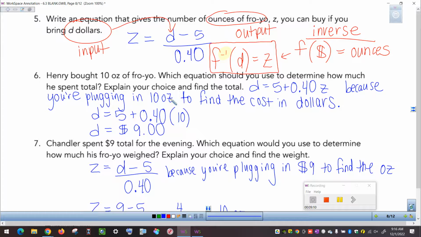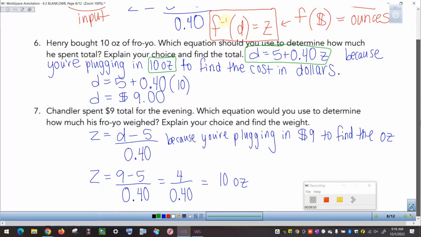So we actually have 2 versions now of an equation that is relating D and Z. Well, this would actually be a good one to go back to the first equation from today. And that is because we know the number of ounces. We're inputting ounces, so we can just plug 10 in for Z. And we're trying to work to figure out the cost in dollars. And we see it ends up being $9.